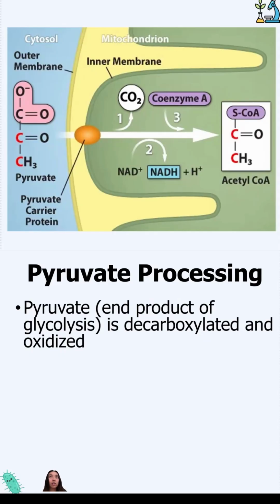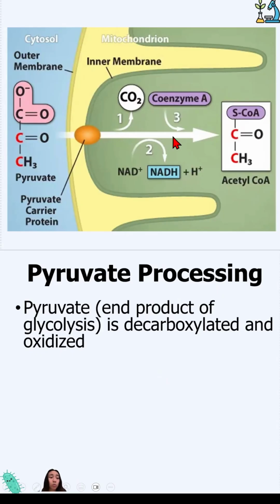Remember that during glycolysis, we had 6 carbons in the beginning for glucose. And at the end, we had 2 molecules of pyruvate that both had 3 carbons. So we didn't lose any carbons. We had 6 carbons, and then we got 3 plus 3 at the end. But now we're finally going to start getting rid of these carbons through decarboxylation, and basically the carbon is going to be removed and released as carbon dioxide.